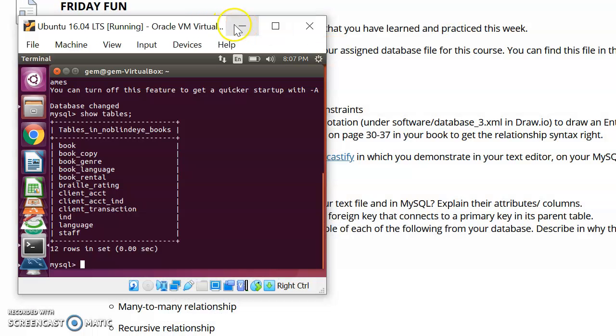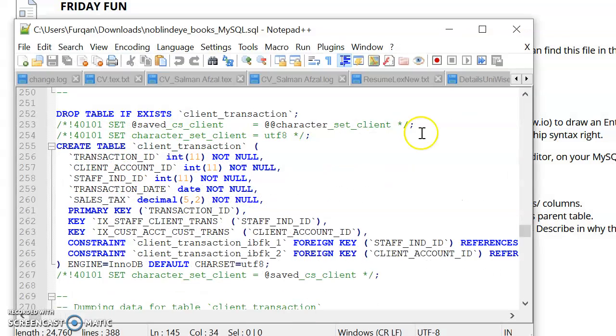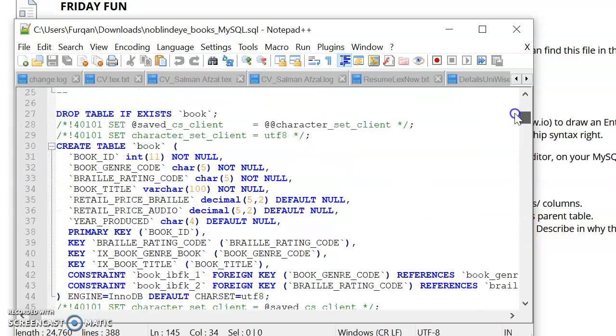Now coming to the third part of the question. The third part says to explain in detail what are the primary and foreign keys. Let me open, for example, a book table. In the book table, we have the primary keys and the foreign keys. Primary keys are basically the unique identifiers. Relational database management systems carry unique identifiers to uniquely identify a complete row. In this case, the primary key is book ID. Primary keys are always not null because they allow us to uniquely identify each row.